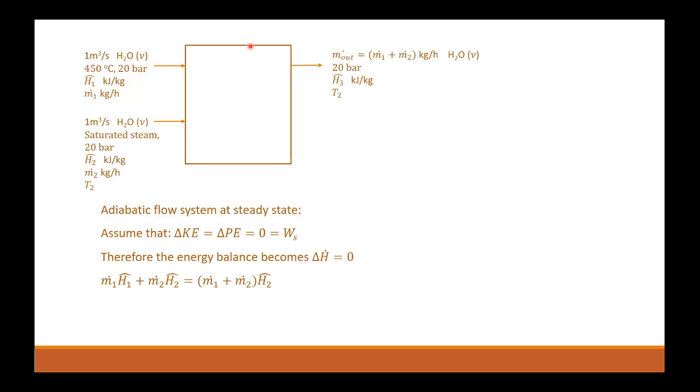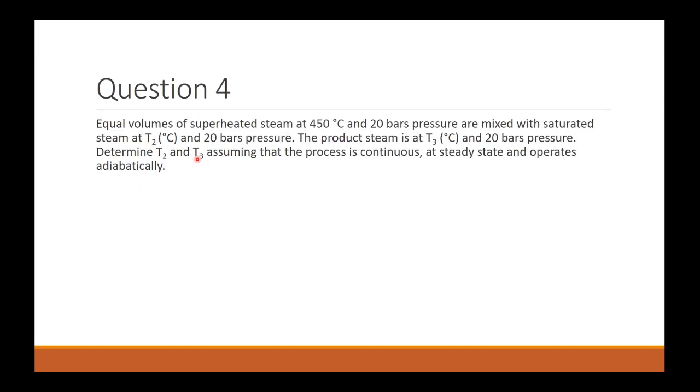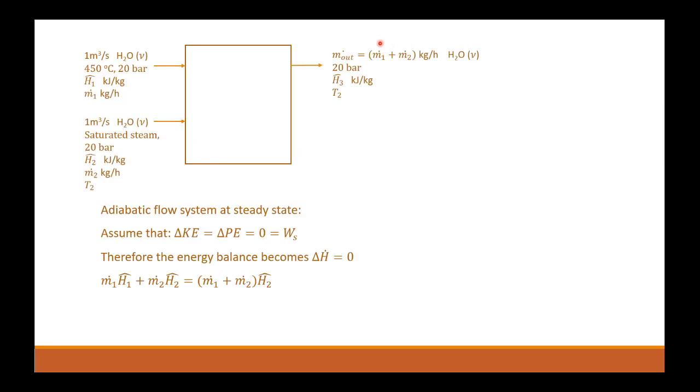Now we draw out our system. We have the first one coming in and the second one coming in. Okay, both are steam. And then we have the steam coming out. Okay, so we write down our condition.